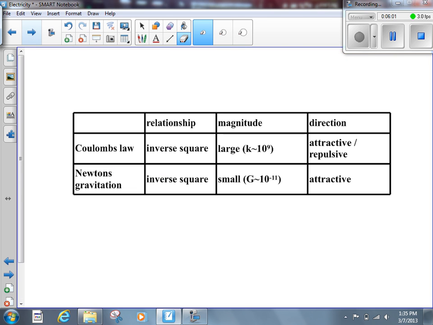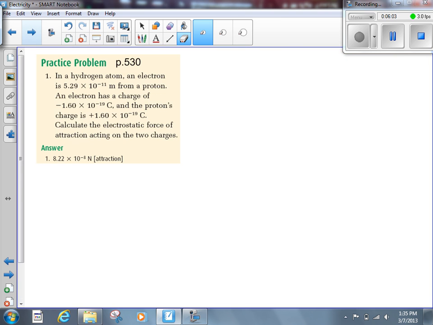All right, the other bit of homework that we had last night was page 530, question number 1. Any issues with that one? That one's okay? Sure, sir? Okay.